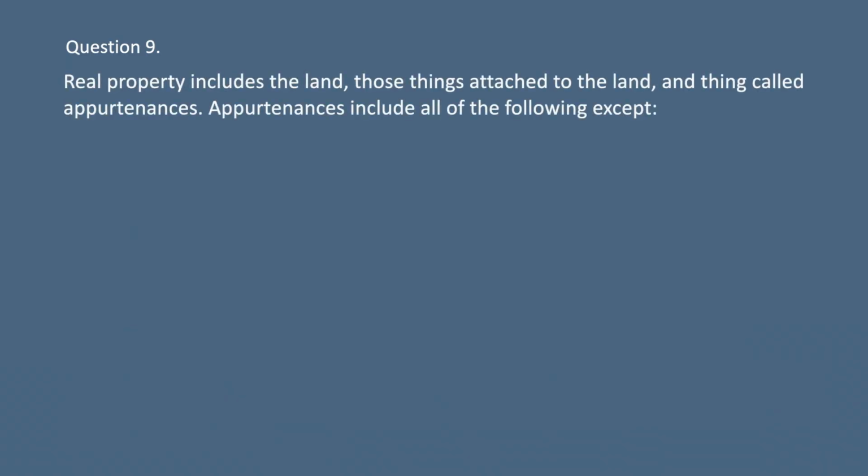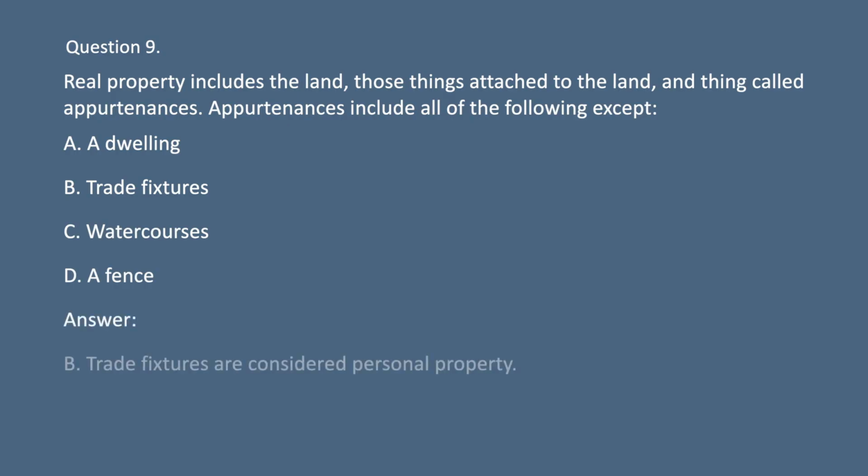Question 9. Real property includes the land, those things attached to the land, and things called appurtenances. Appurtenances include all of the following except A. A dwelling. B. Trade fixtures. C. Watercourses. D. A fence. Answer. B. Trade fixtures are considered personal property.